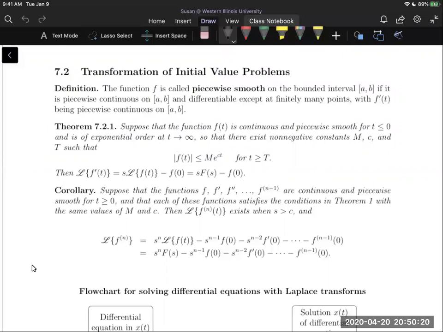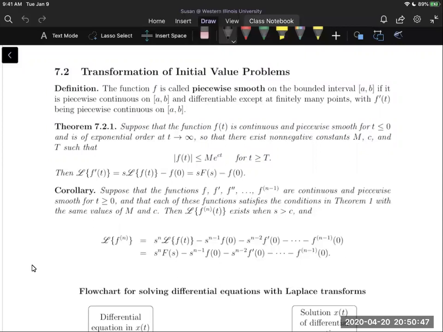Suppose that a function f of t is continuous and piecewise smooth for all t greater than or equal to 0, and it's of exponential order. And so we just remind ourselves what that means. We introduced exponential order in 7.1. It means that there exist non-negative constants M, c, and capital T such that the exponential function M e to the ct bounds above the absolute value of our function f of t.